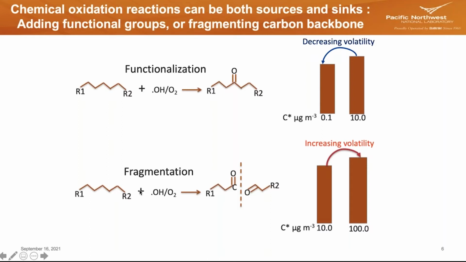But at the same time, there are some other reactions with the same oxidants which can break the carbon chain. Here I can see the carbon chain breaking. You get two different molecules which are much smaller. And because they are smaller molecules, the volatility increases. And if the volatility increases, that means that the molecule has more tendency to stay in the gas phase. And that acts like a sink of SOA.